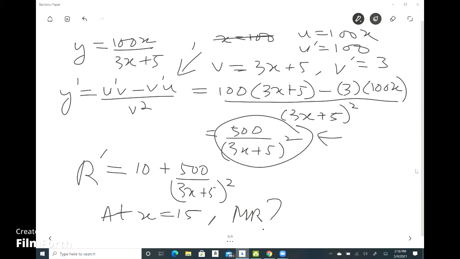So what do we do? How do you find the marginal revenue at x equal to 15? How? Anybody? Where do we substitute the x? Substitute into what function? Into the r prime. Okay, so we substitute x equal to 15 into r prime, which is the marginal revenue, because you want to find the marginal revenue. If you want to find the revenue, then we substitute into the revenue. So if you do that, at x equal to 15, okay.